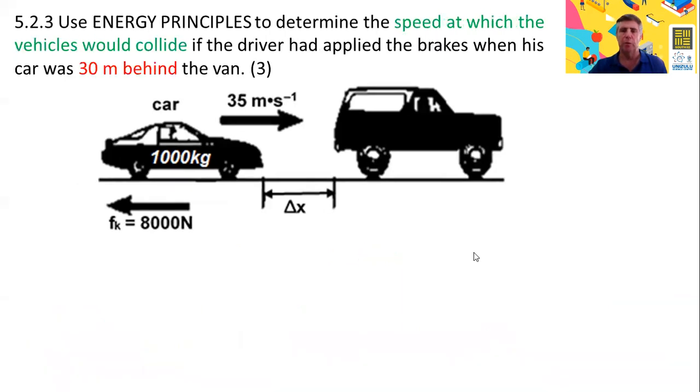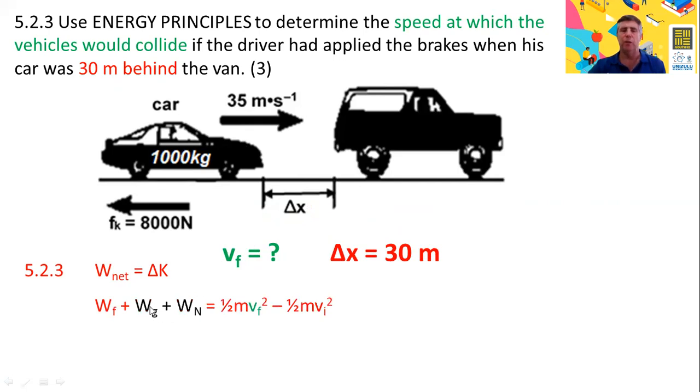Now, for the second part of the question, notice what has changed. In this case, the distance is given, 30 meters. In 5.2.1, you're asked to calculate the distance. In this case, the final velocity is unknown. We assume that the car will hit the truck. We don't think that he'll stop in time, so we want to know at what final velocity he collides with the truck. Otherwise, we do it in the same way. Work energy theorem, net work done is equal to delta K, the change in kinetic energy. For completeness, we include work done by gravity and normal force, although they will both be 0.